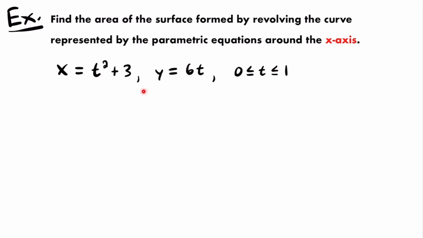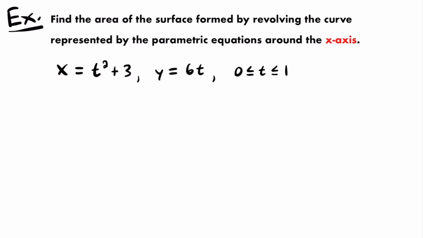All right, so here's our first example. We want to find the area of the surface formed by revolving the curve represented by the parametric equations around the x-axis. Our parametric equations are x equals t squared plus 3 and y equals 6t, and we are revolving the curve around the x-axis between two values of t, from t equals 0 to t equals 1.